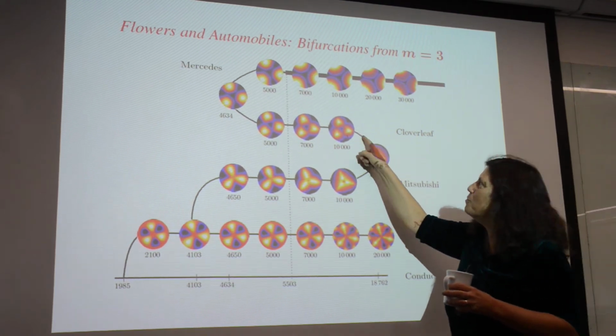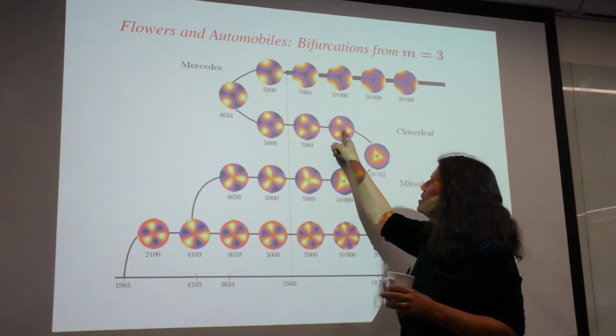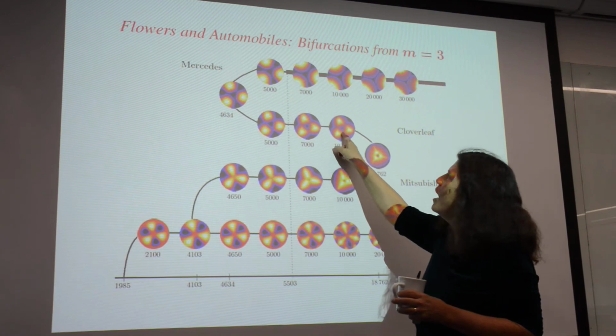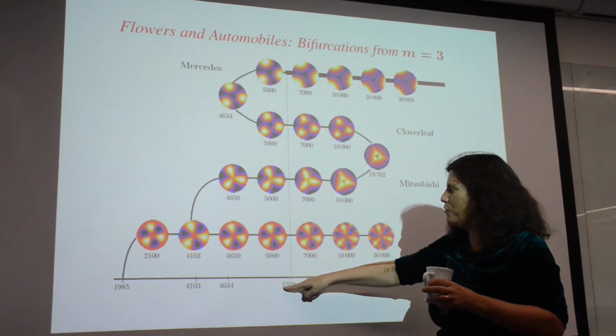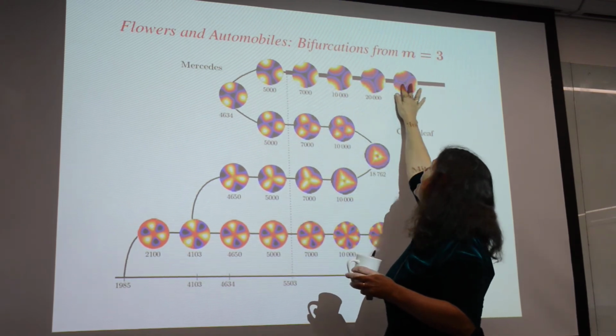Then there's a saddle node bifurcation, and this ends up looking like something we gave the name cloverleaf. And then there's another bifurcation. Finally, for the very first time here at 5503, this branch here, finally this is stable.